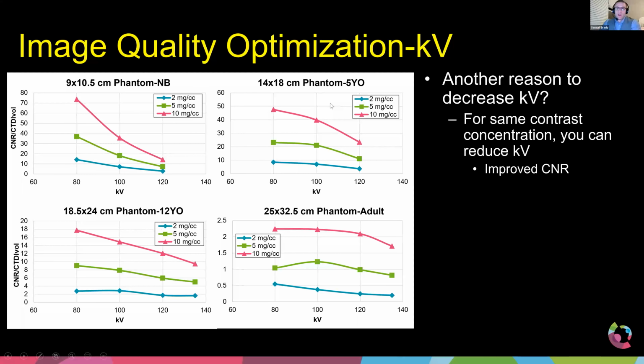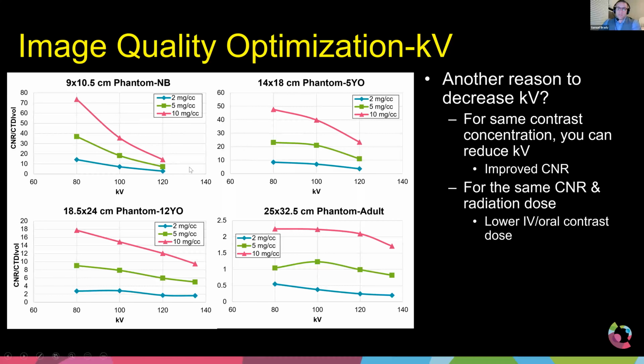So we can look at reducing the kV and doing one of two things. If we take our protocols that are typically imaged in the body at 120 kV, and move towards, say, 100 or even an 80 kV value, one of the things we're going to do is improve the overall contrast to noise ratio. As you remember from the previous slide, it was just greater contrast.